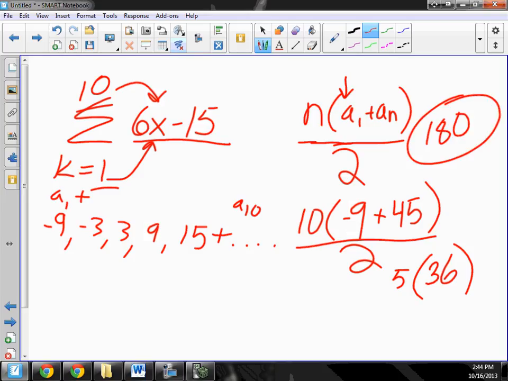Okay? So on your homework tonight, you either are going to be given a sequence and you need to find n so that you can create the series, or you're given a summation machine and you need to calculate a sub 1 and a sub n and then plug that into the formula. You want to do another one of these? Okay, that's fine.